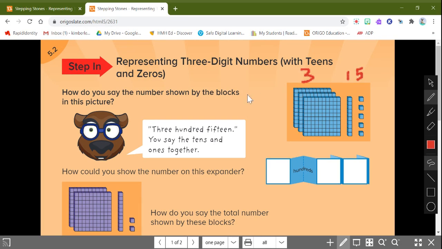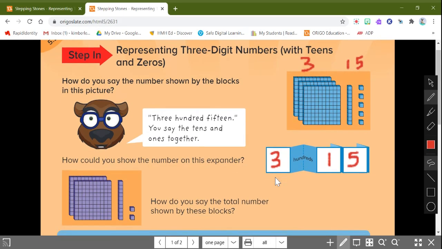Okay, so how would we say this number? Benny Bear says 315. You say the tens and ones together. So it's just like when I'm saying a 2-digit number like 25 or 37. I put the 1 and the 5 together and I say 15. So how would you show it on the expander? Well, we would show, just like we did yesterday, 3 hundreds, put a 1 there, and a 5 there. So 315.